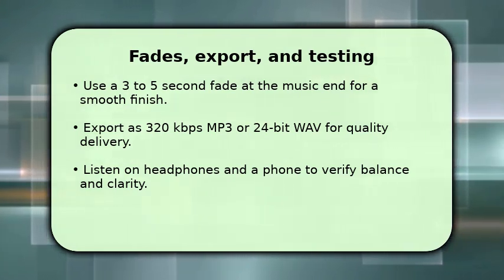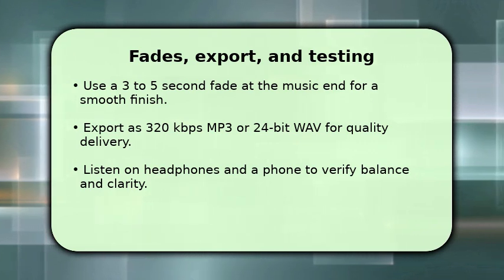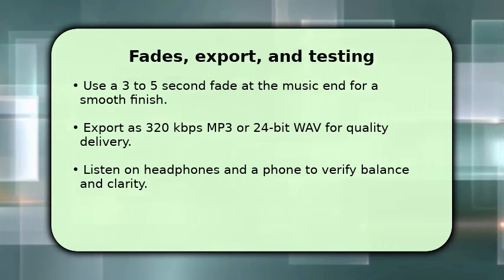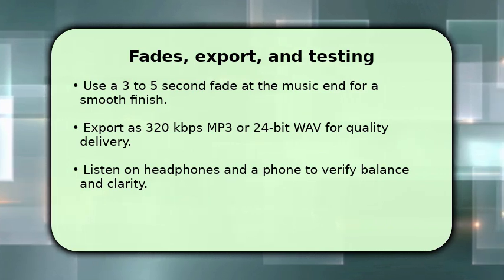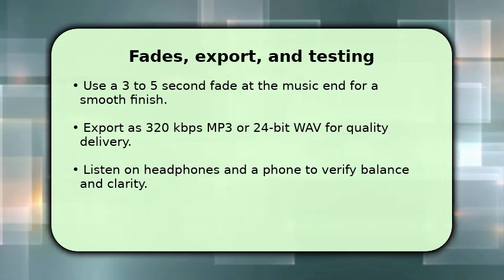Check transitions by inserting 3 to 5 second crossfades between music clips if you have multiple tracks. Export the final mix as a 320 kbps MP3 for online use or a 24-bit WAV for archival quality.